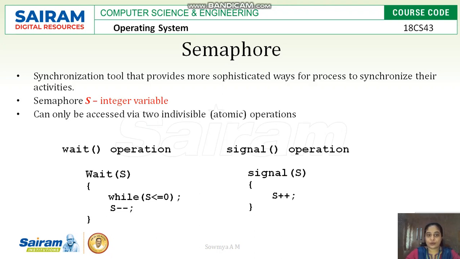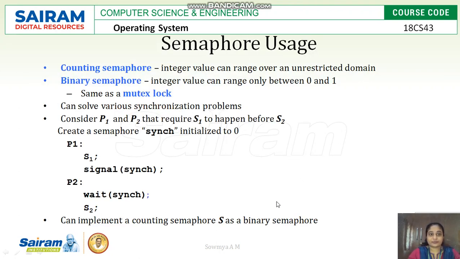So we have two operations under semaphores. One is wait. The wait function makes the semaphore value decrease, or it will decrement the value, and the signal operation will increment the value. Under wait, we have wait for s: while s is less than or equal to 0, you should again decrement the value of s. In the signal operation, increment the value of s.